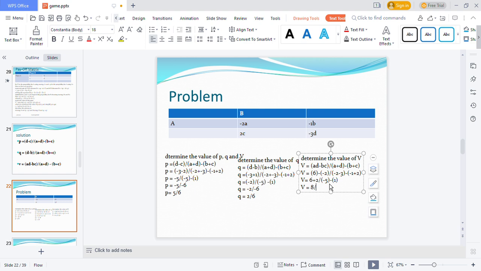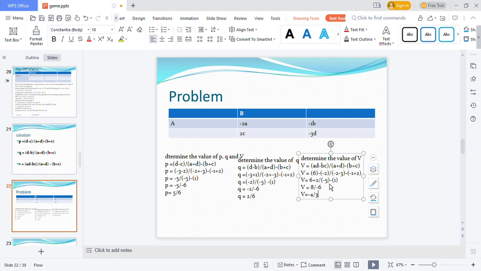divided by -6. So V equals -4 over 3. That is the value of the game. That gives us the value of the game. So -4 over 3 is the value of the game.